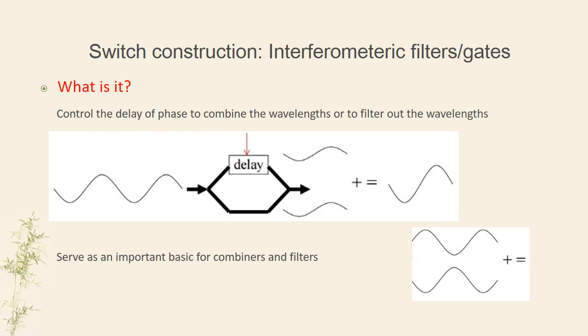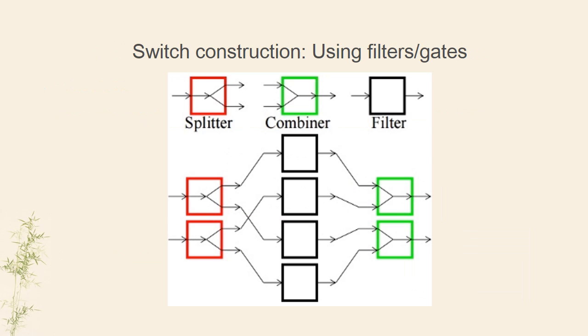With these filters and gates, we can control the delay of phase to combine the wavelengths or to filter out the wavelengths by adjusting the phase difference. In this way, it can be seen as a very important component for combiners and filters. And with such a basis, we can roughly construct the switch by using splitter, combiner, and filter. Each input is split between N outputs, which are amplified by an EDFA as filter. It should be noted that the combiner actually has only one active input.